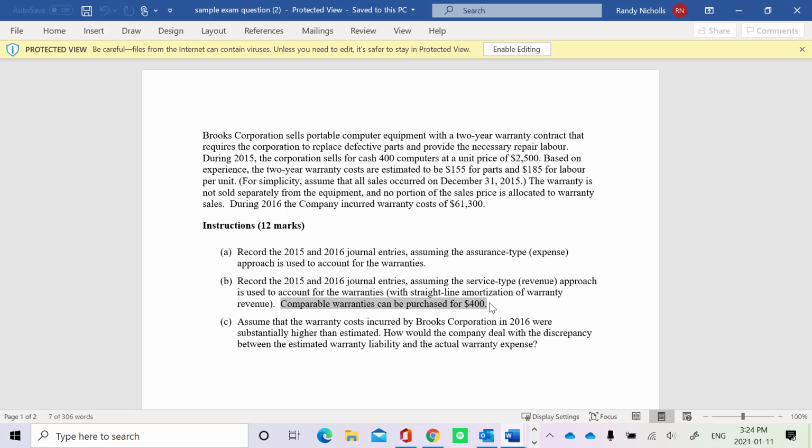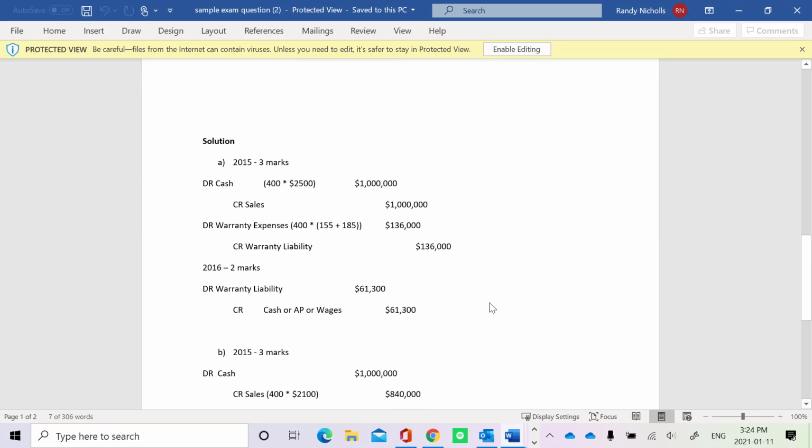And then part C is just a question, give some thought to in a few words as to what do you deal with your expenses off. So I'm not going to go through the whole solution.